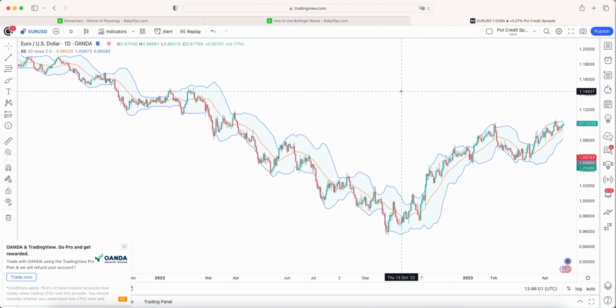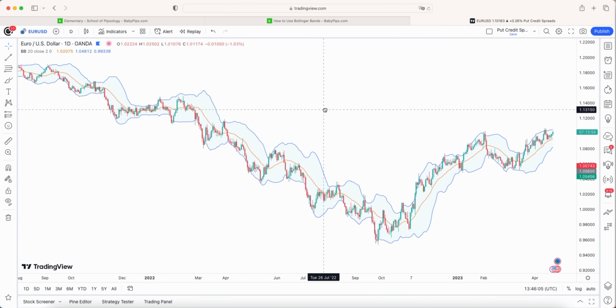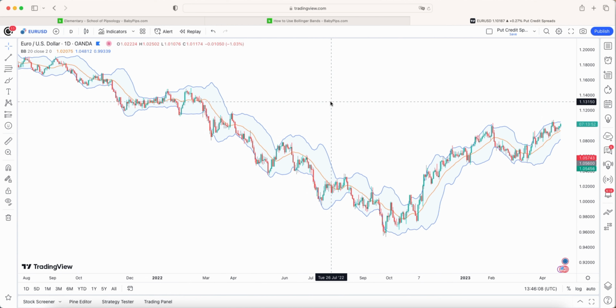So we're going to have a look at this now in TradingView to show you what I mean in a bit more detail. So we have the Euro USD daily chart open, and we're looking at just around a year's worth of price action. You can see that the euro dollar has been tanking in 2022 and slightly recovered in 2023.